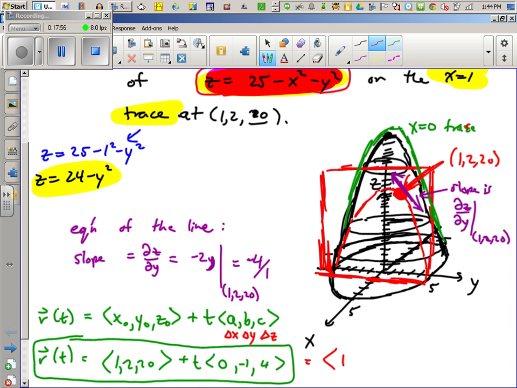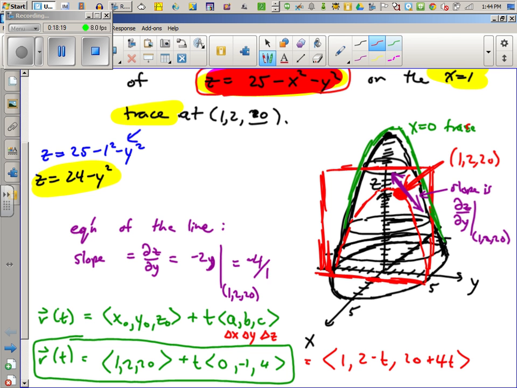So now they have 1 plus 0t, 2 minus 1t, 20 plus 4t. Some people like to write it like that. I actually don't care much for that. I like keeping these separate because if I ever want to replot it, I know exactly where to start. I'm going to start at 1, 2, 20, and I'm going to use this kind of as my slope. This 0, negative 1, 4.